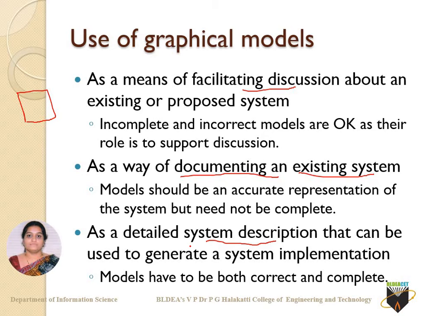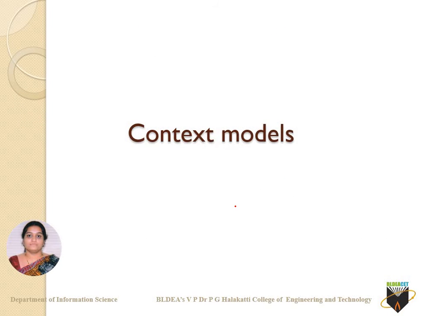As I said, your design is divided into two types. One is system design, one more is class design. Class design is a detailed design, so you will be getting a detailed description of the system we are looking at. So next, let's come to the very first model, and that is the context model.